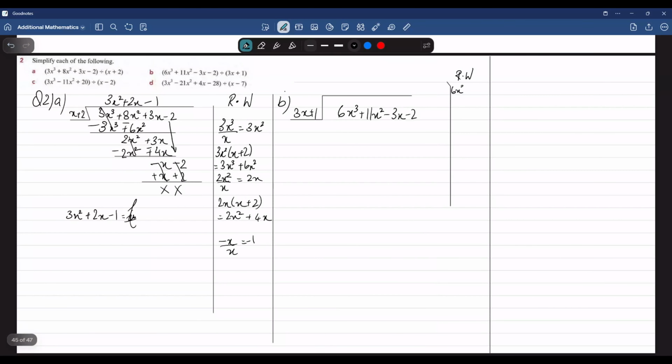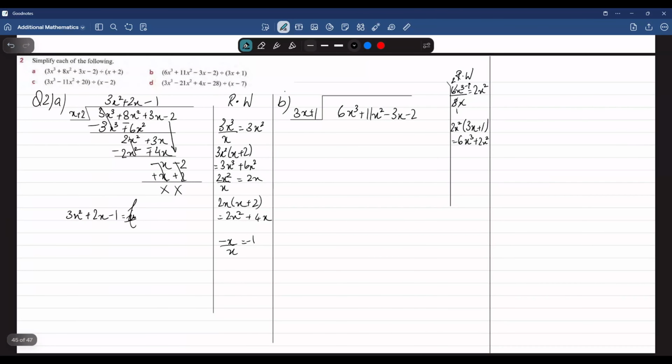6x cubed divided by the first term, which is obviously 3x. 6x cubed divided by 3x: 3 into 6 is 2, and x cubed over x gives x squared. This is going to give us 2x squared. So 2x squared multiplied by 3x plus 1 is going to give us 6x cubed plus 2x squared.